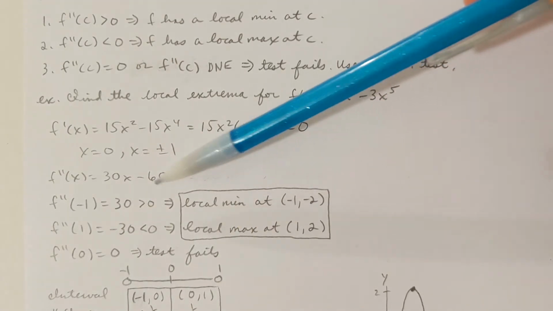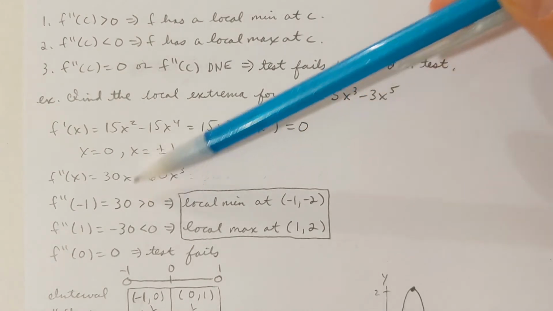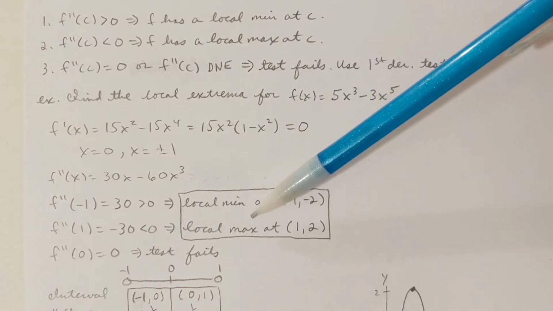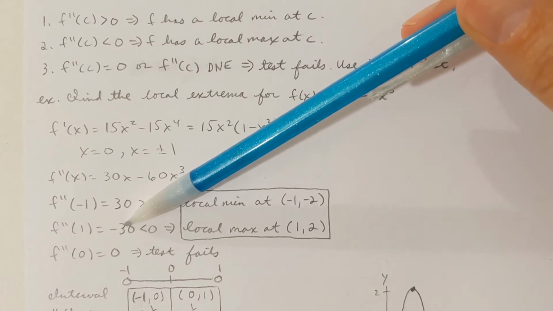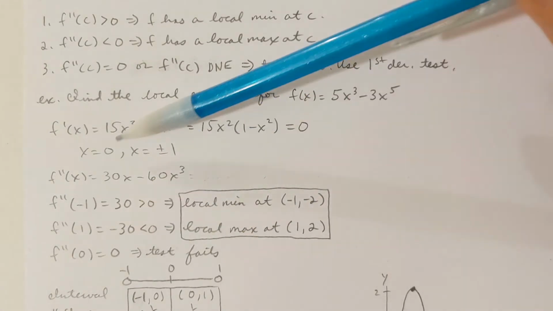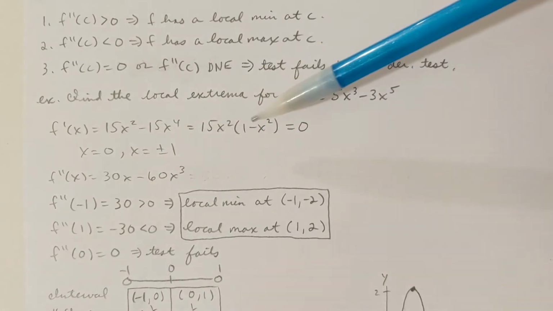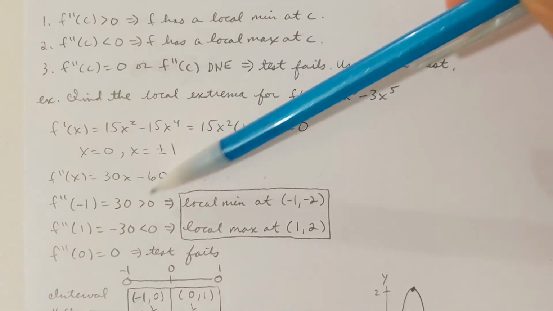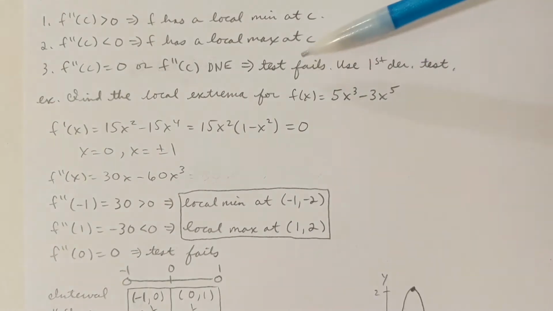It's switched here. Okay, if you have a positive output from f double prime, you have a local min at that spot. A negative output from the second derivative means that you have a local max. If I plug 0 into f double prime, I get 0. Okay, so the test failed for when x is 0.